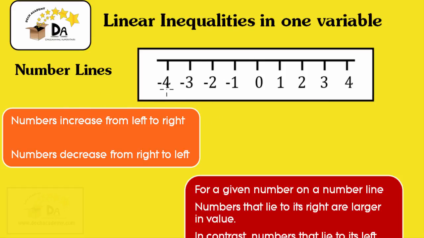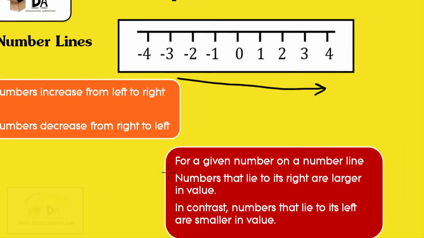As you can see, -4, -3, -2, -1, 0, 1, 2, 3, 4. The numbers are getting bigger from left to right, but the numbers decrease from right to left. The other thing to note is that for any given number on a number line, numbers that lie to its right are larger in value. In contrast, numbers that lie to its left are smaller in value. So if you take a number, for instance, like 0, all numbers to the right of 0 are larger than 0. All numbers to the left of 0 are less than 0.